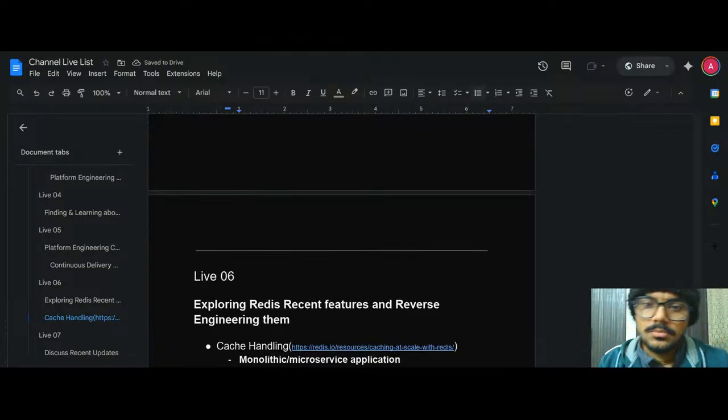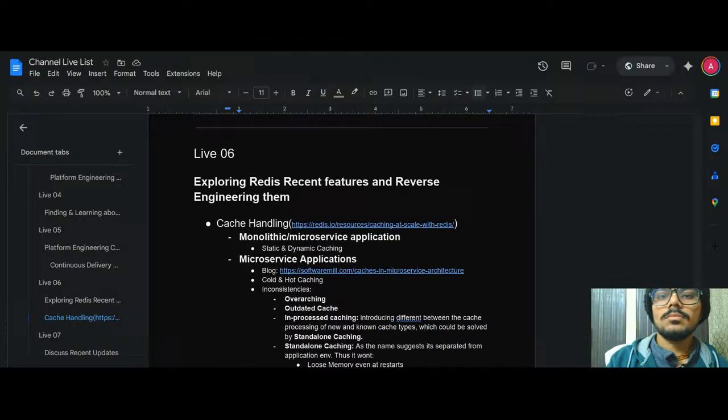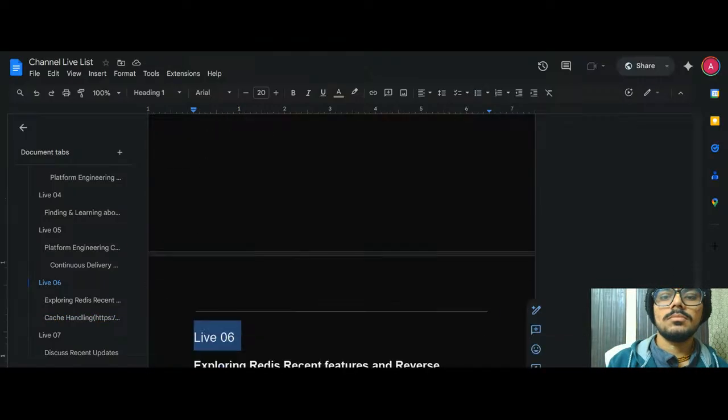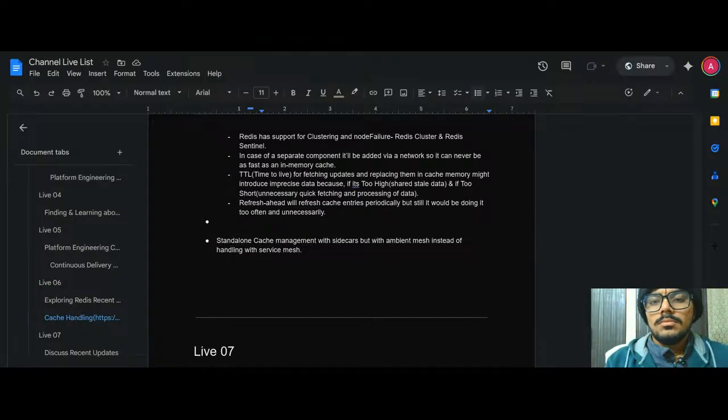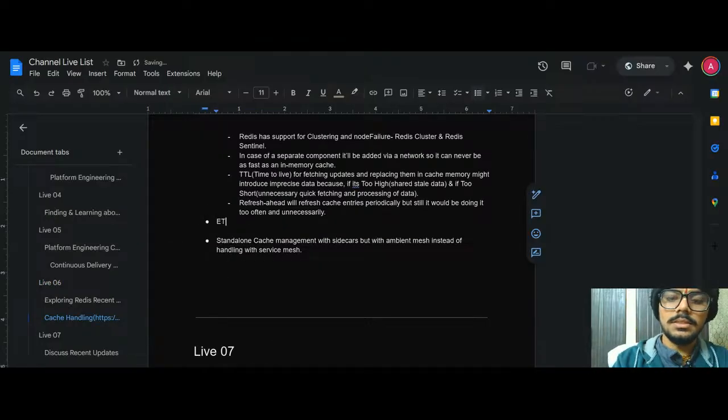E-tag header. Optimistic cache. Not caching, but optimistic updates. Cache update.